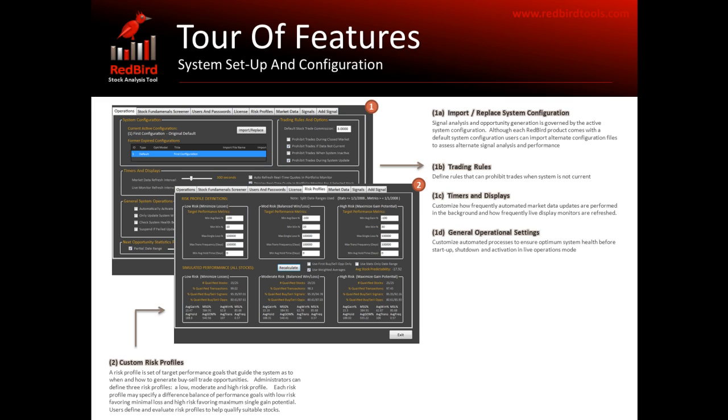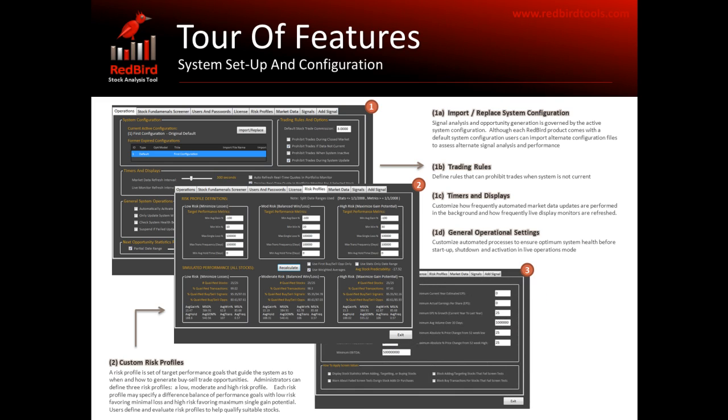The third screen is where users can define company fundamental presets. RedBird maintains 13 different company statistics. Users can define specific presets or minimum maximum thresholds that they will use later to screen stocks.